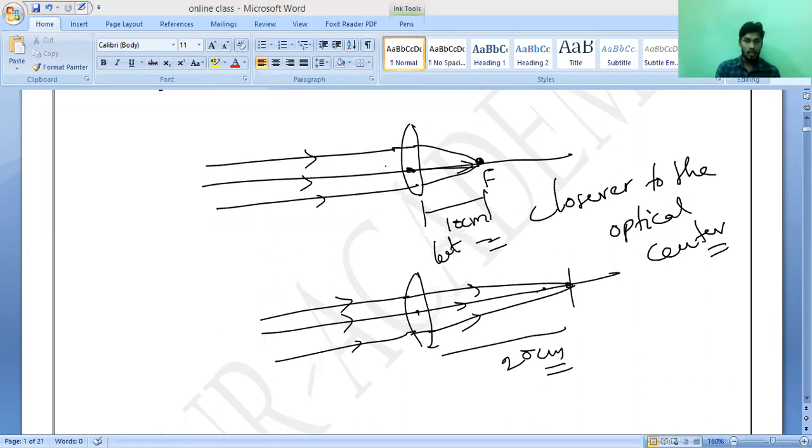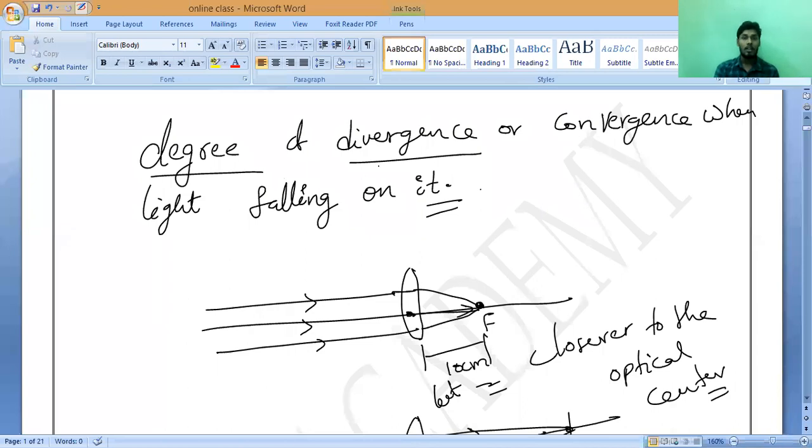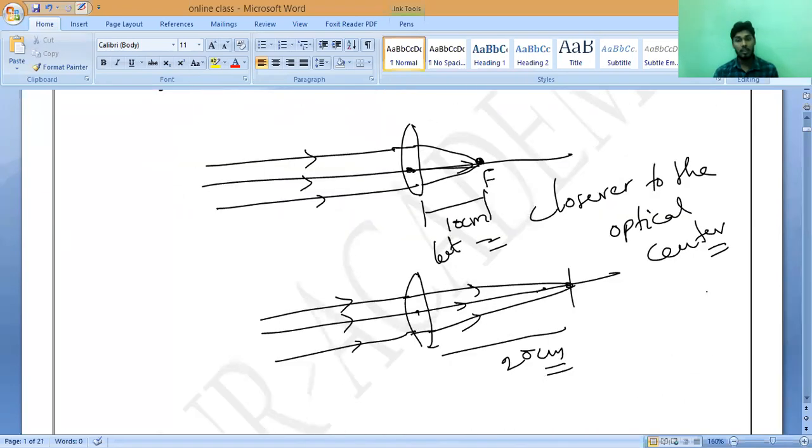What I am saying: converging power means the amount of convergence, the degree of convergence or divergence. First we are studying the degree of convergence. If they are converging closer to the optical center, then the converging power is more. If they are converging far away from the optical center, then the degree of convergence is less, which means the power of the lens is less. Do you understand all of you?